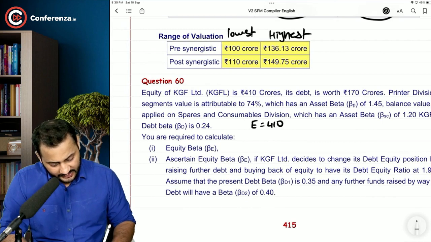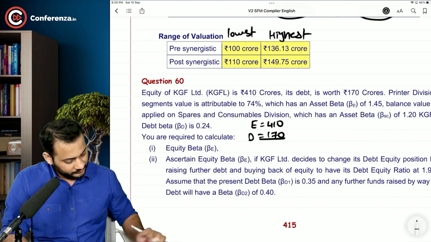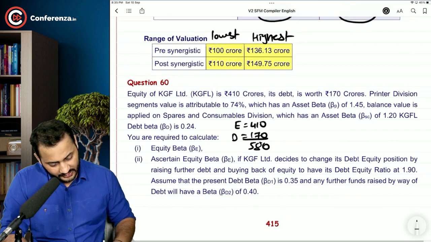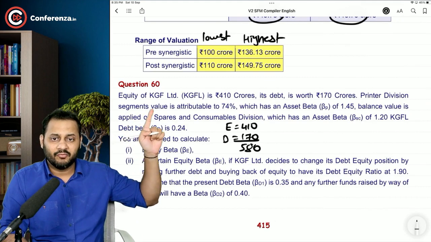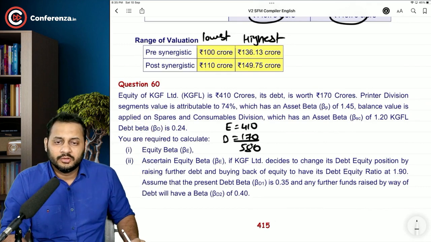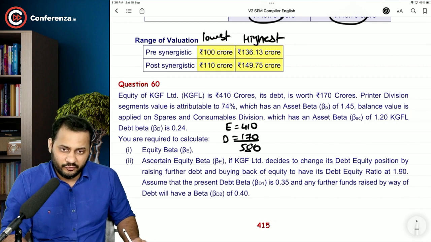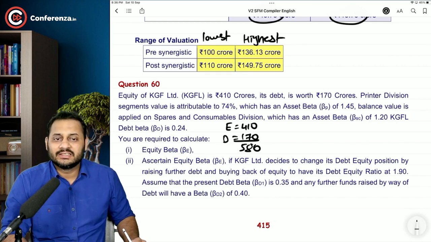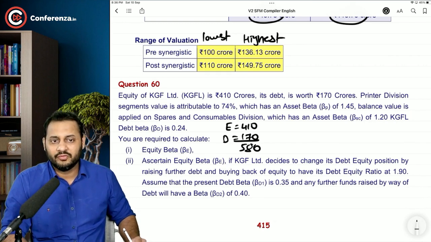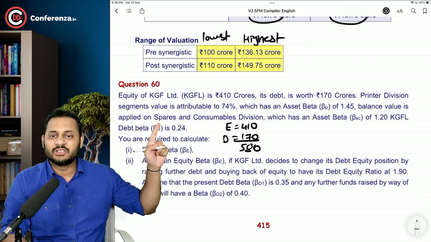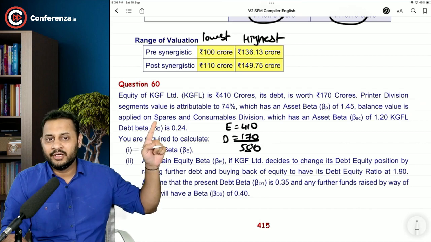Equity 410, debt is 170. The total is 580 crore, right? The printer division segment's value is attributable to 74%, which has an asset beta of 1.45. The balance value is applied on the spares and consumable division, which has an asset beta of 1.20.